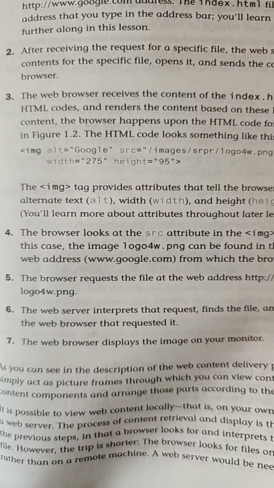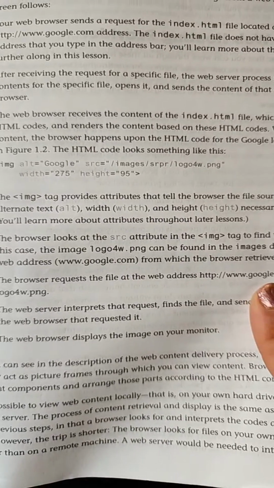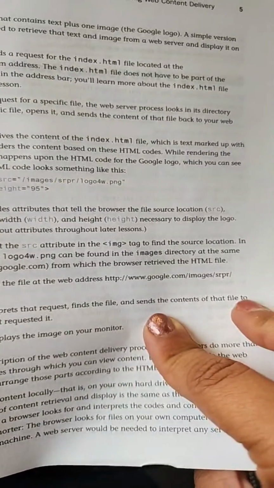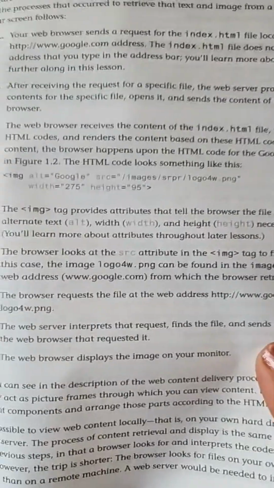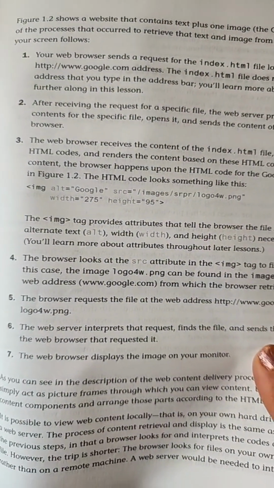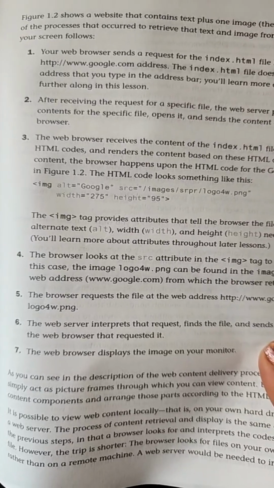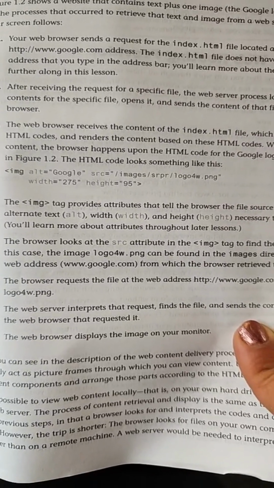6. The web server interprets that request, finds the file, and sends the contents of that file to the web browser that requested it. 7. The web browser displays the image on your monitor.